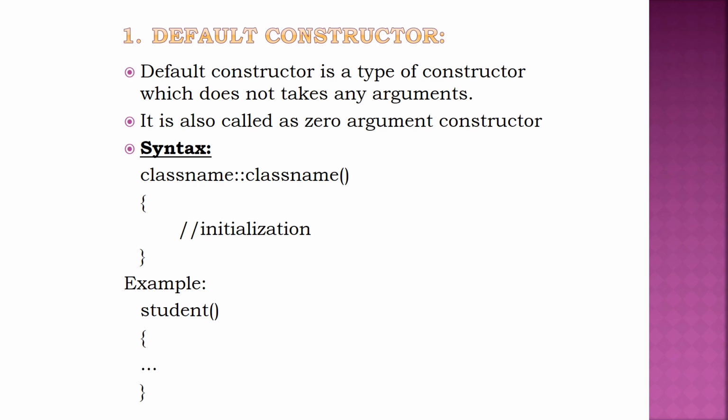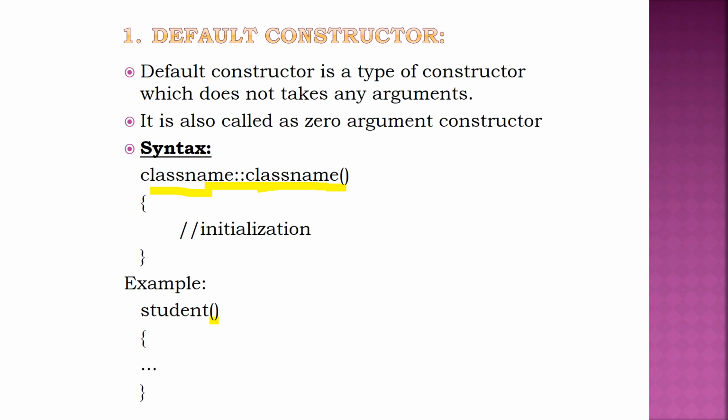We'll see the syntax for it. You have the class name, scope resolution operator, and the class name. Here we are going to create a constructor. A default constructor is one where we are not going to pass any arguments. For example, we have a student. Student is a constructor which I created. In the student constructor, I have never passed any argument within the function. This type of constructor, we call a default constructor.